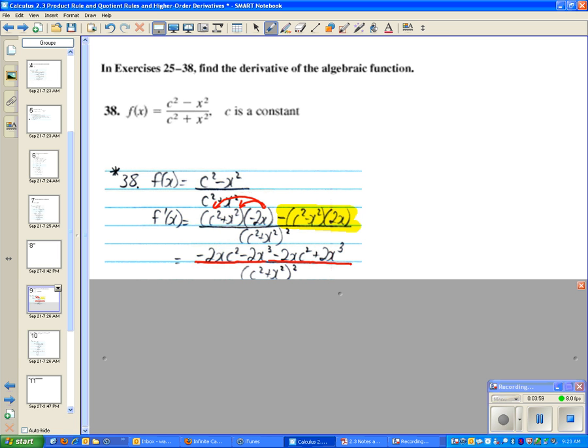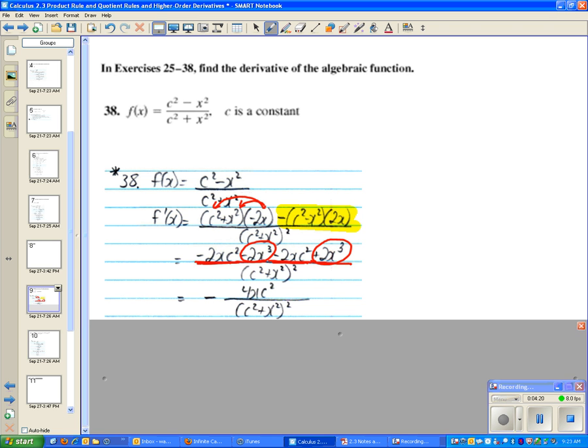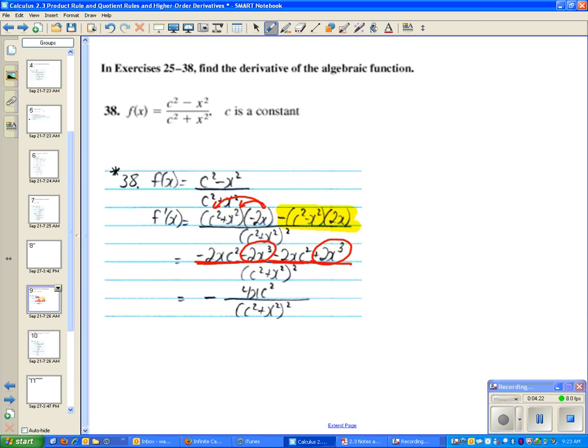So far, so good? Well, notice something here. I've got a negative 2x cubed and a positive 2x cubed. What's that equal? 0. So then I've got a negative 2xc squared and another negative 2xc squared. How many xc squareds do I have? 4. Negative 4 of them. So my final answer is negative 4xc squared over c squared plus x squared, quantity squared. Wasn't so bad.